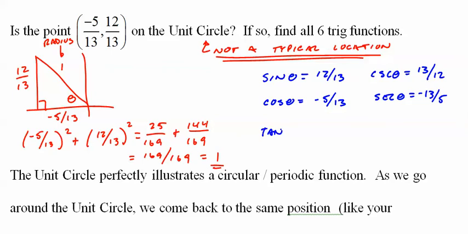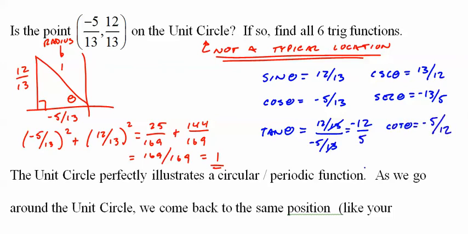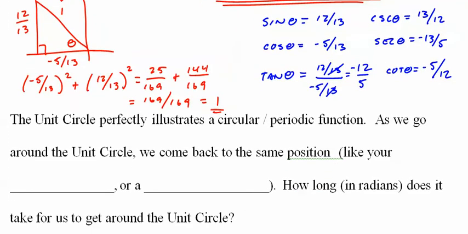The only mildly tricky one is tangent, which is sine over cosine. Well, hopefully this is not that hard to you, because the 13s cancel. You're left with negative 12 over 5. So cotangent of theta is negative 5 over 12. This is a nice review for our test we have coming up. You've seen it all before.